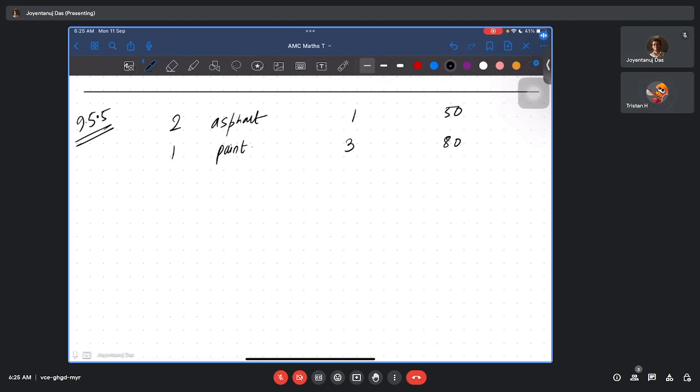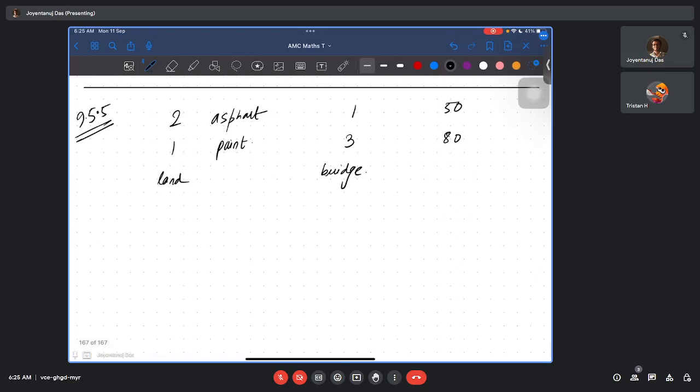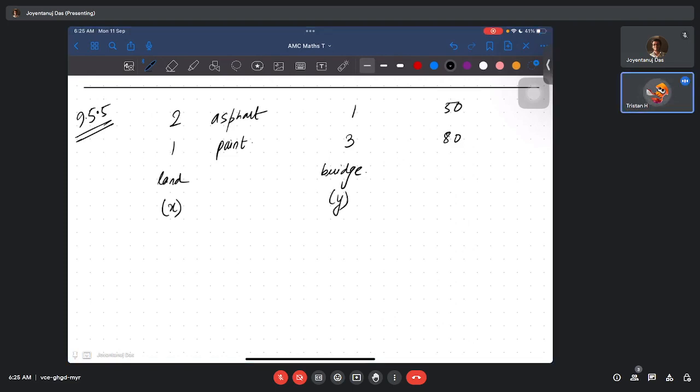The units do not matter here because in the inequalities they cancel out. So asphalt, paint, land, bridge. What variables are you taking? X and Y, it's fine. I'm not really sure how to set up inequalities for this. So let us take x amount of land and y amount of bridge, right? Yes.